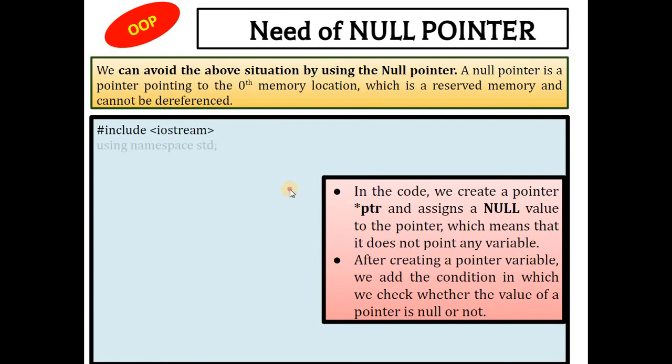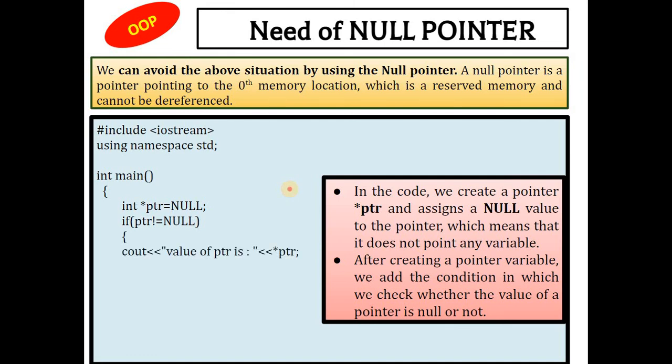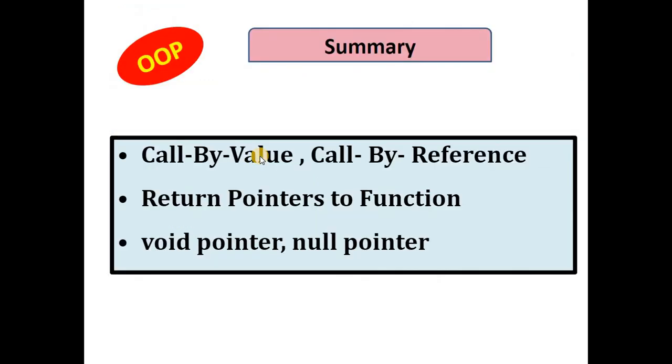We can create a pointer int asterisk ptr is equal to null, and then we can check if ptr is not equal to null, then we display the value of ptr, else we declare that it is an invalid pointer. So this is how we can make use of a null pointer. In this video we have seen call by value, call by reference, how to return pointers from a function, and two different types of pointers, that is void pointer and null pointer.